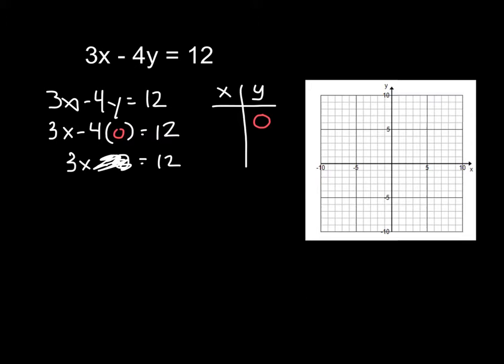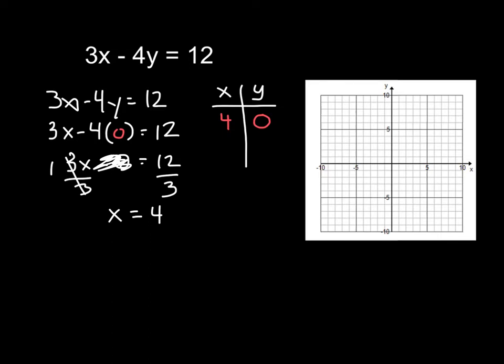So now at this point, to solve this, we're just going to divide both sides by 3. So if I divide by 3 here, and I divide the other side of the equation by 3, using our solving steps, we find out that 3 divided by 3 is 1. So 1x equals 12 divided by 3, which is 4. So our x value is 4 when our y value is 0.